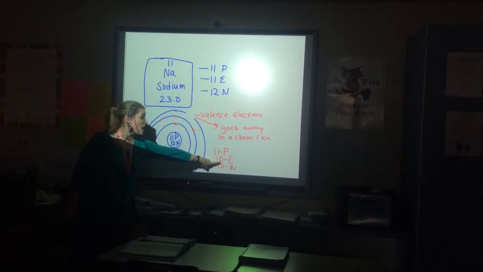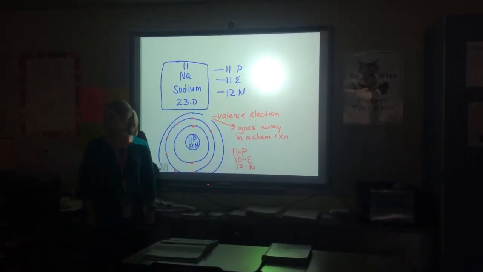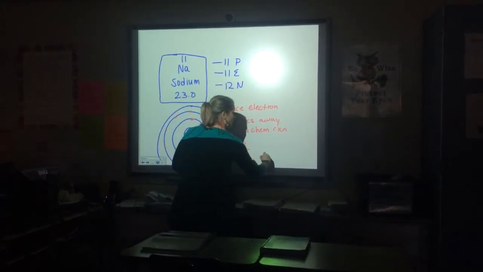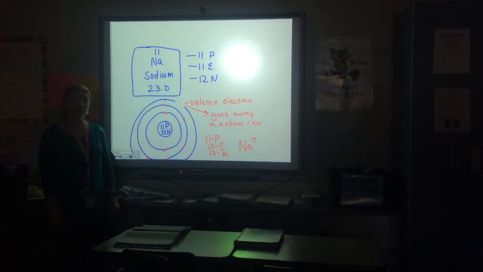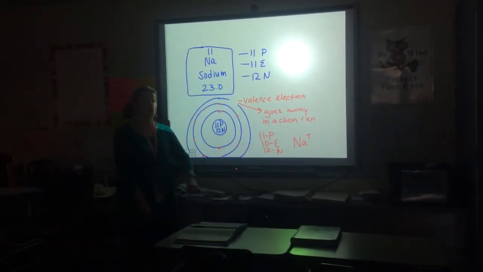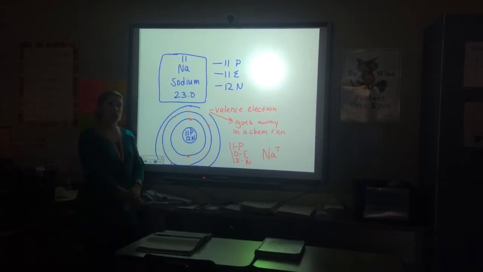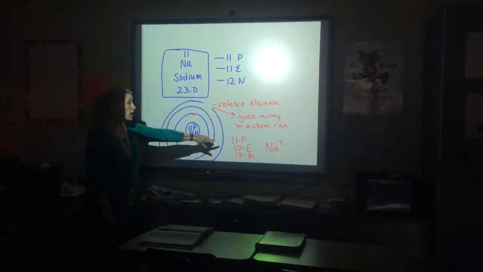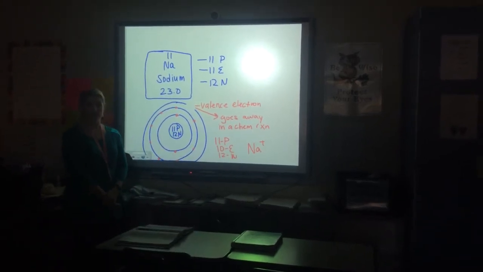Protons are positive, electrons are negative. There's one more proton than there is an electron, which means now it's going to have a charge. And it's no longer an atom, and it's called an ion. So that's your sodium ion. And the positive charge there just lets you know that there is just one proton more than it has electrons.